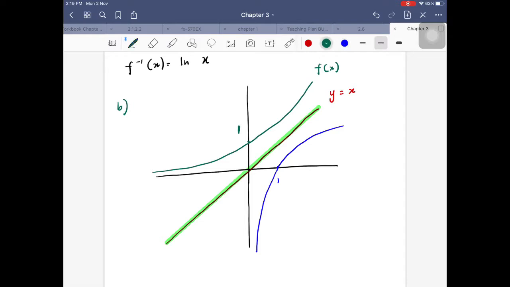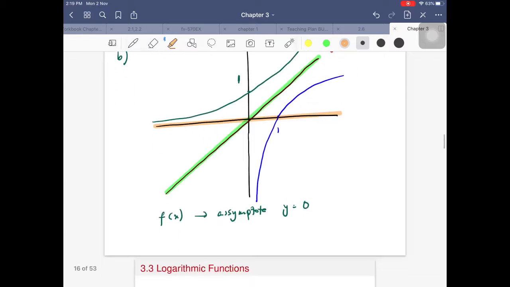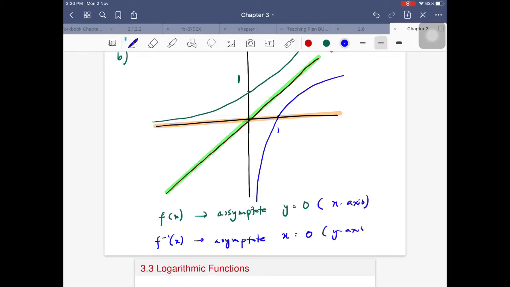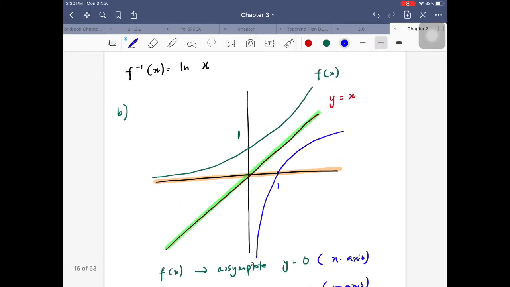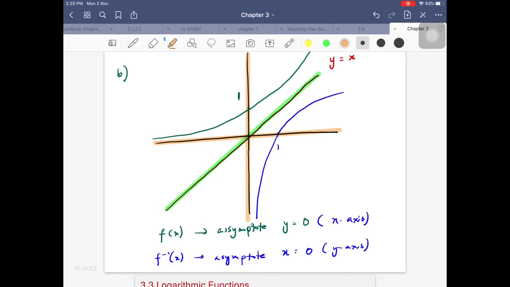Okay, so in terms of the asymptote, for the case of f of x, I have an asymptote at y equal 0. So this is where the asymptote is. But for the inverse, it will be the opposite as well. I will also have an asymptote, but my asymptote is going to be at x equal 0. Previously it was on the x-axis, but for the inverse, the asymptote is going to be on the y-axis. So if you notice this line right here, I go close towards the line, but I do not cross it, because there is an asymptote on the y-axis.